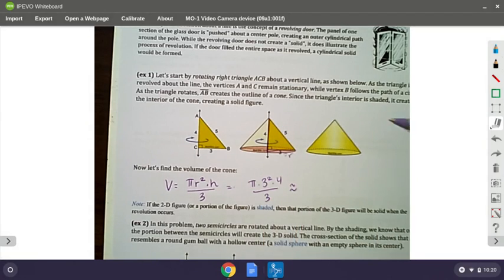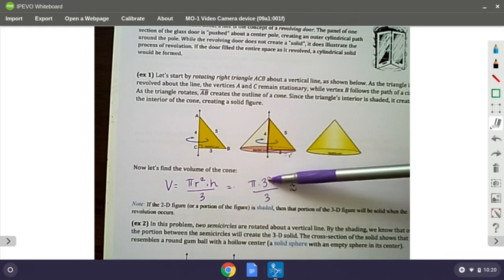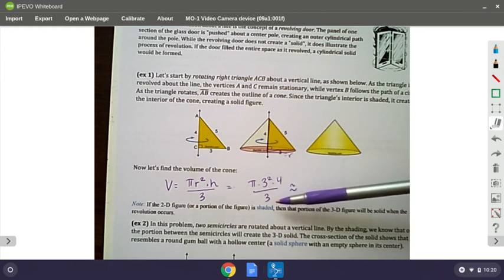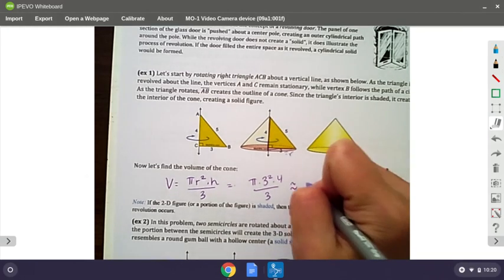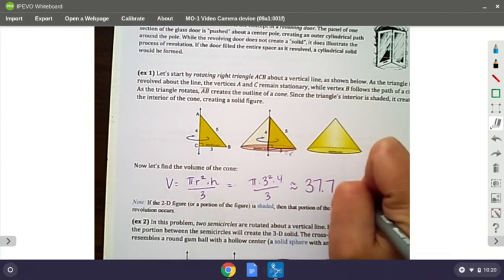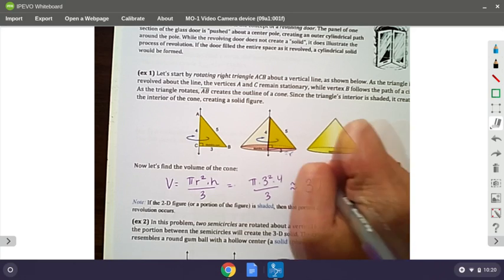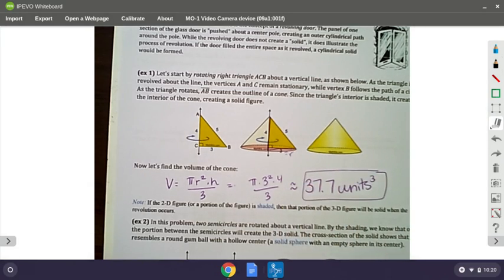If you're going to put that in your calculator, you're going to first do order of operations. That's 9 times pi times 4, and then divided by 3. And you get that it's approximately 37.7 cubic units. So that's the first one.